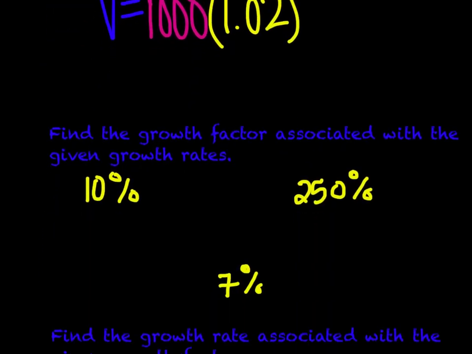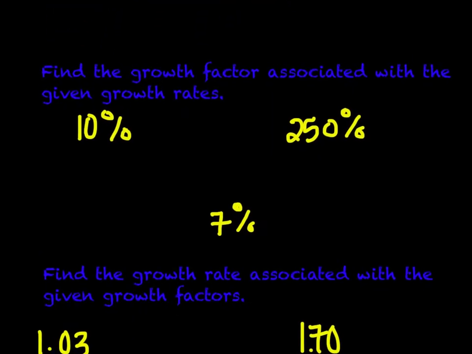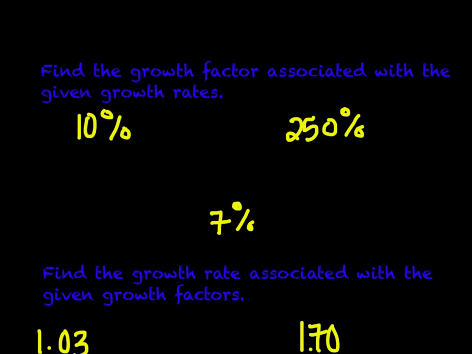That is how we can use growth factor and growth rate. And now let's do a little bit of practice. We need to find the growth factor associated with the given growth rate. So we have a growth rate of 10%. There is a 10% increase each year.